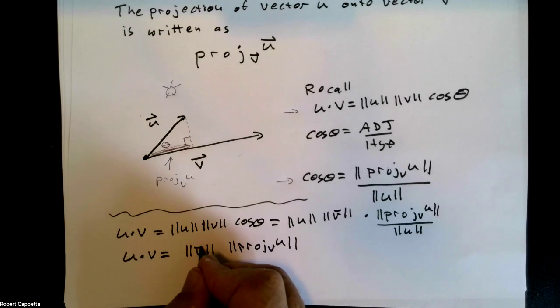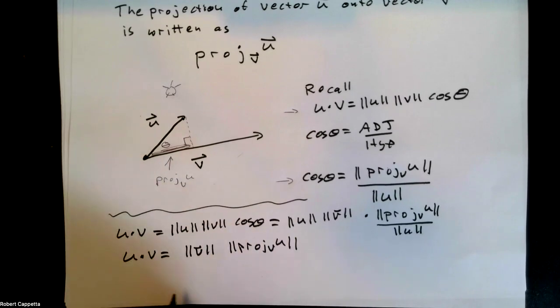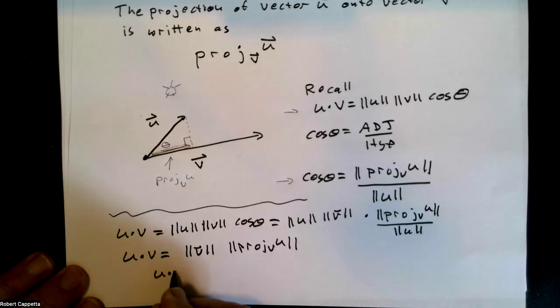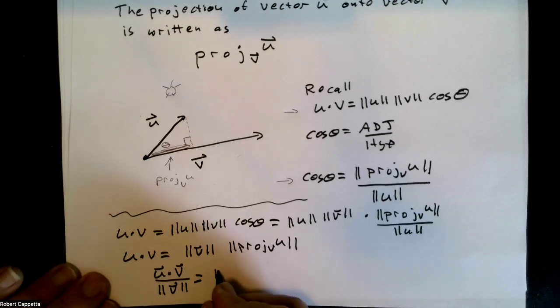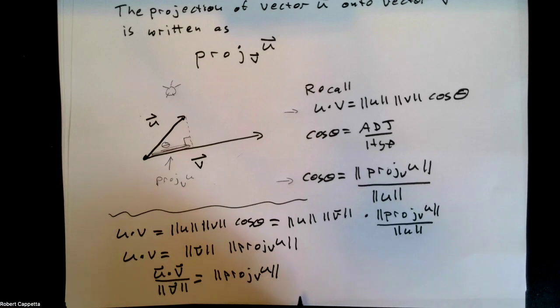And then, of course, we're going to divide by the magnitude of v. So I get u dot v divided by the magnitude of v. Again, these are all vectors. This is going to equal what? It is going to equal the magnitude of the projection of u onto v. But what the heck is the projection of u onto v?